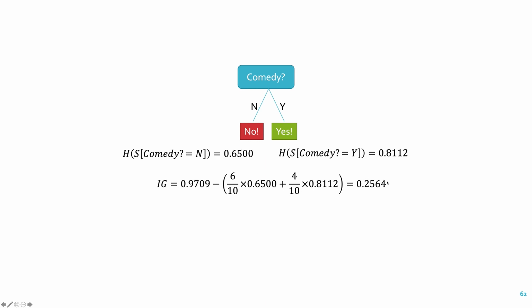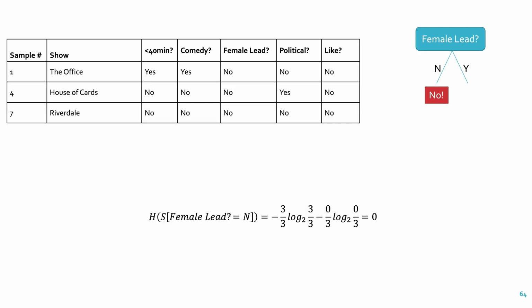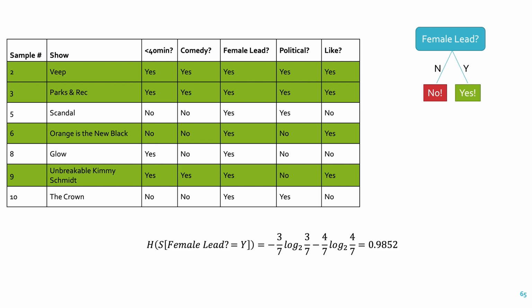Moving on to the next feature, which is female lead. Samples in blue have a value of yes for female lead. If we look at the samples with a value of no first, we see that all of them have a label of no, and this gives us an entropy of 0. Things are looking good. On the right side, when female lead equals yes, we see that 4 out of 7 samples have a label of yes, and 3 out of 7 have a label of no. This gives us a pretty high entropy of 0.98.